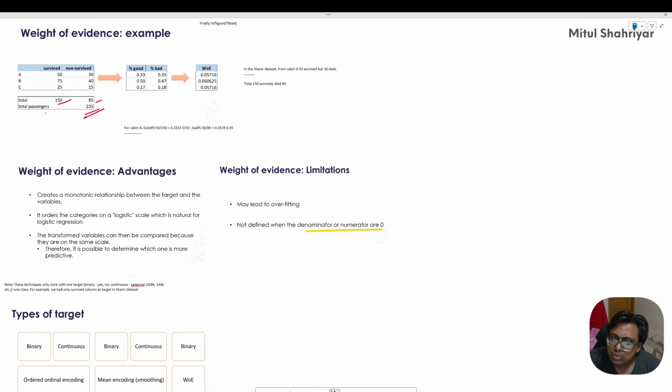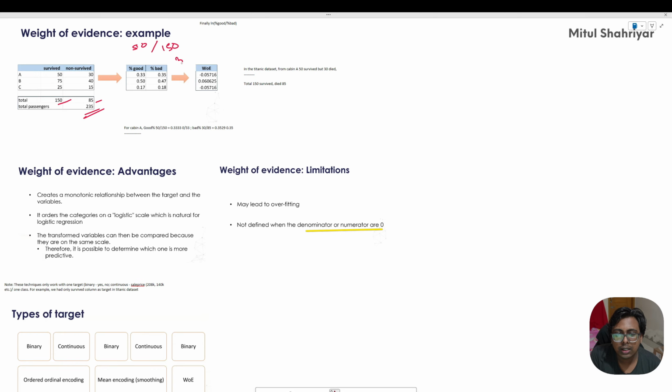Okay, now we'll do something interesting. That is the percentage of good or positive. So what is the percentage of good or positive? You can see that this 50 is obviously positive, or survived, out of the total survived. So if we divide 50 by 150, we should have 0.33.